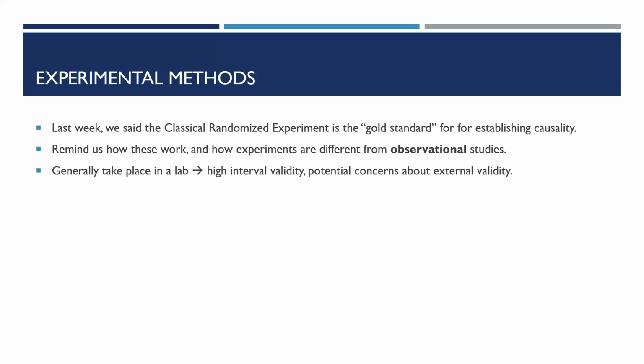Yeah, so we said that the classical version usually takes place in a lab setting. We said that this leads to high internal validity, meaning we're pretty sure about the causal inference we're making, but only in the setting of the experiment. Doesn't necessarily mean that it generalizes to the broader real world. And that creates some concerns about external validity. But a lot of times in political science, we make the other trade-off.